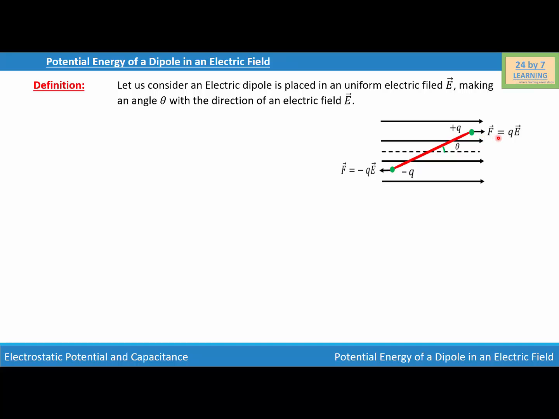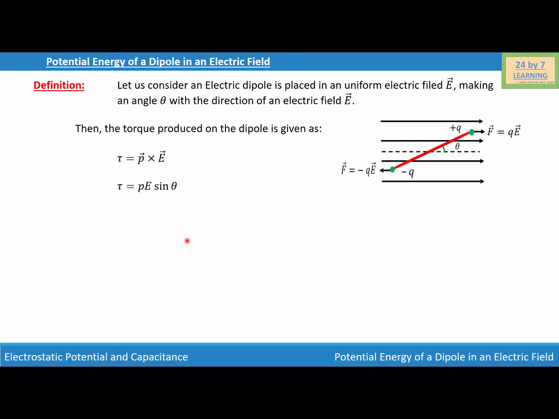If that is the case, then we have a force F equal to QE working in this direction on charge plus Q, and a force of negative QE working in this direction on charge negative Q. Then the torque produced on the dipole is given as tau equal to P cross E, which is the vector product of electric dipole moment P and electric field E. We know that the vector product of two vectors involves sine theta, so tau is equal to PE sine theta, where theta is the angle between the electric dipole and the electric field.